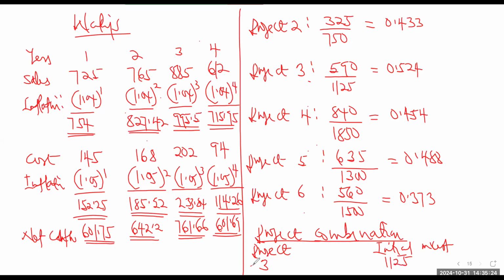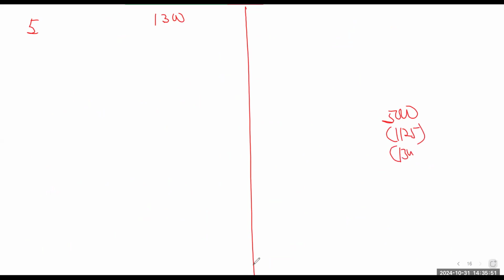What will be the next project? Next one is project 5. Okay. So we have project 5 now. What is the initial investment? The initial investment is 1,300. How much will be left? We have 5,000 as the full amount, so minus 1125. That gives 2575. Okay, 2575.